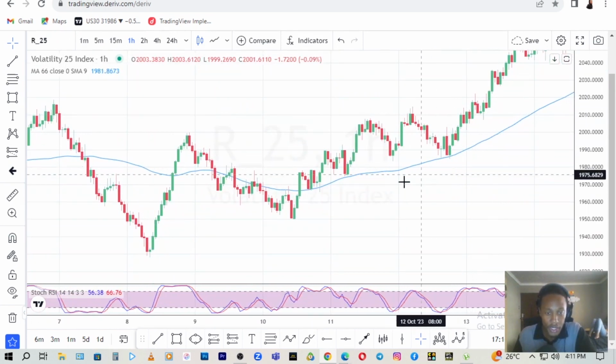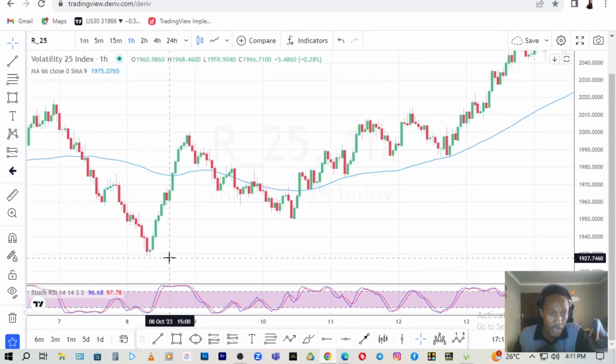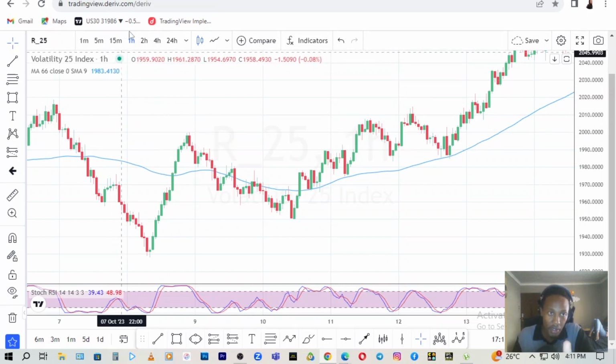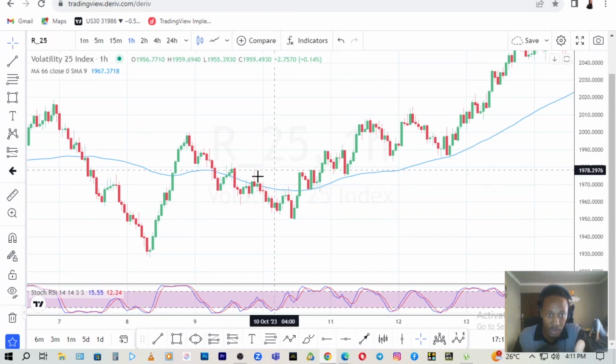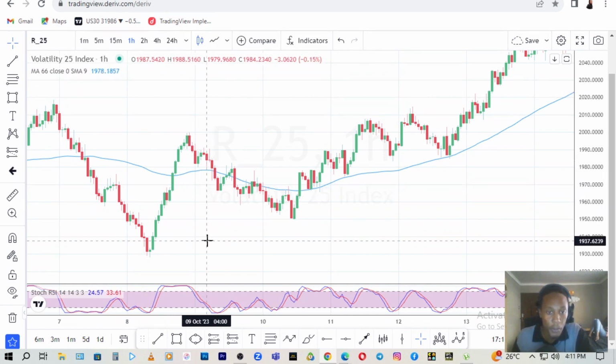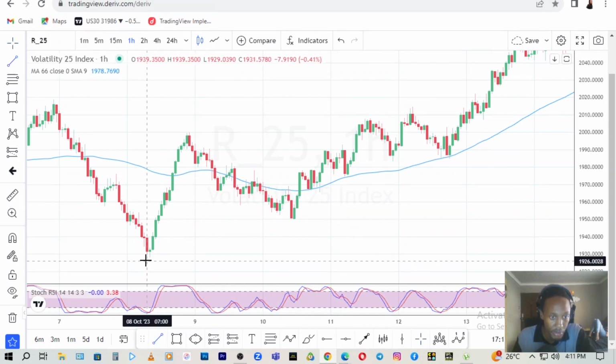So overall you can see that we're on volatility 25 on synthetic indices from TradingView Deriv implementation, right? If ever you wanna get access to this platform, you can just simply type tradingview.deriv.com. It will give you this platform. It's very reliable. So we had this overall trend, right?